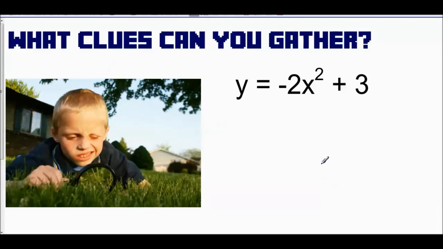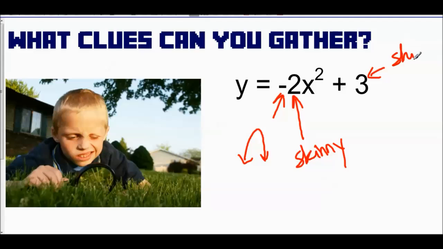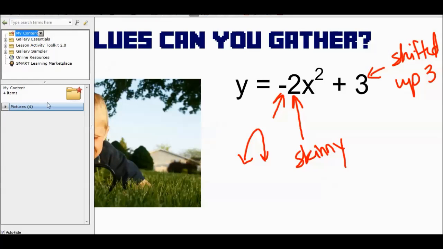So let's look at this equation. Y equals negative 2x squared plus 3. What clues can we gather from this? So first, it's a negative. So that means it's going to be pointing down. It is a 2, so it's going to be a skinnier graph. It's going to be stretched vertically. And then we have a plus 3, so that means it's going to be shifted up 3 units.